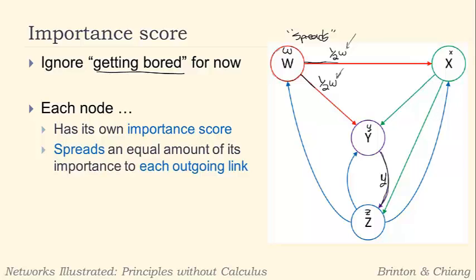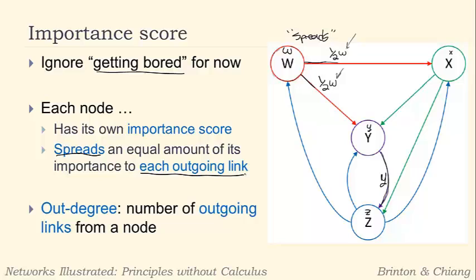So as we said, each node has its own importance score, and it spreads an equal amount of its importance to each outgoing link. And so we can also say that that's related to the out degree of a node. So we talked before about the in degree, which was the number of incoming links, and we used that as a measure of importance. But now we're actually using the out degree as well, and we're saying that basically we're dividing, and each link gets a fraction of the out degree, right? Because if the out degree is 3, then each link gets a third. If the out degree is 4, then each link gets a fourth of the importance score of the node, and so on. So it's just a way of looking at it.